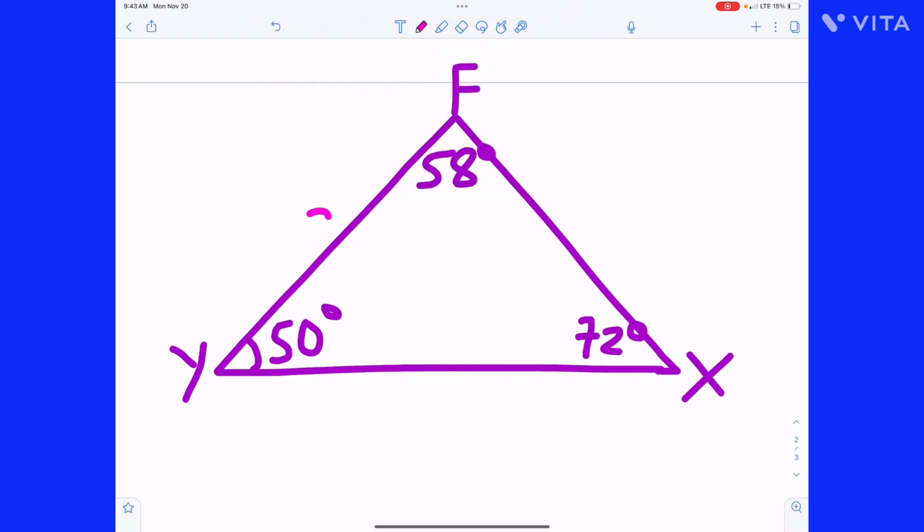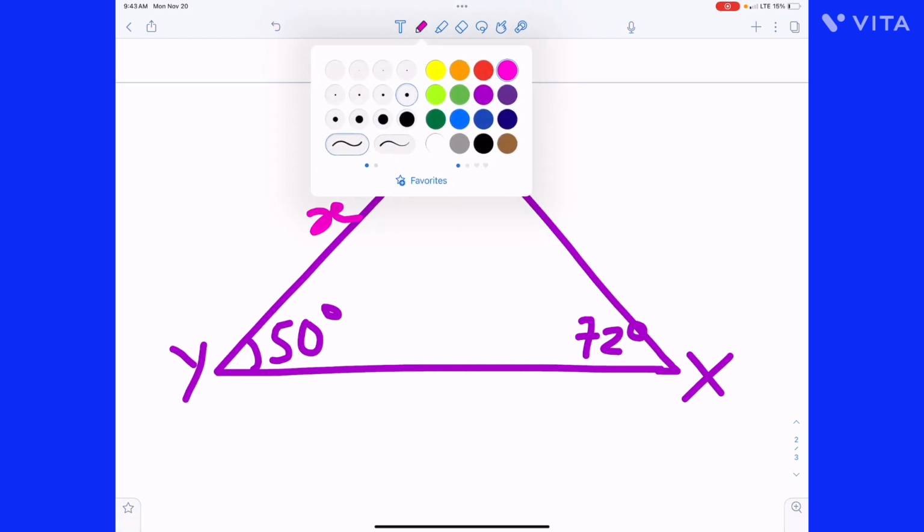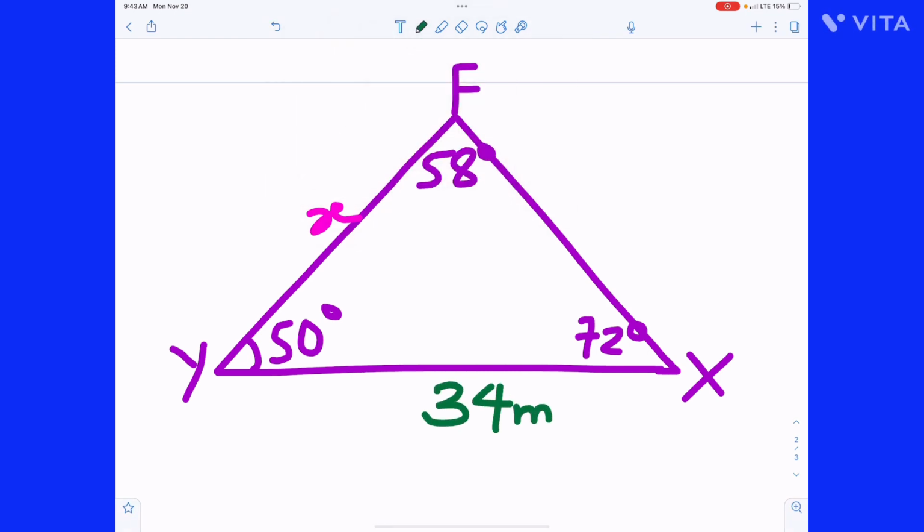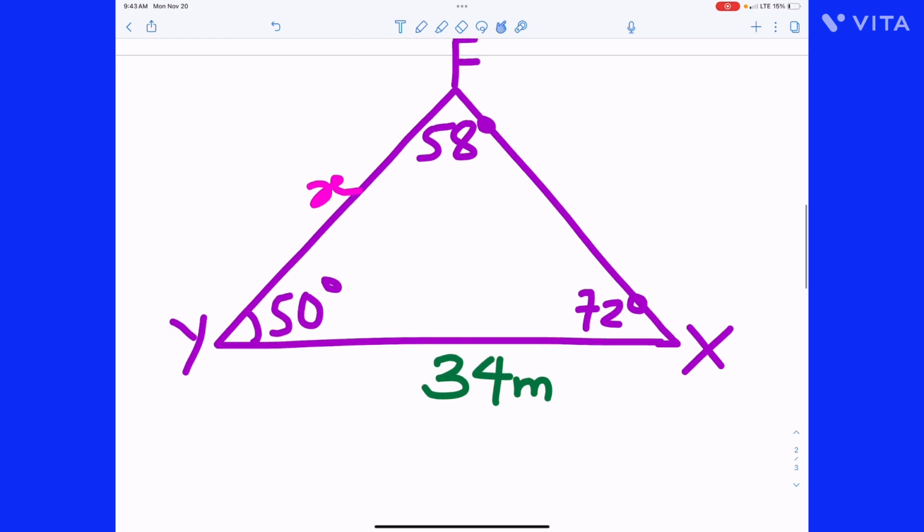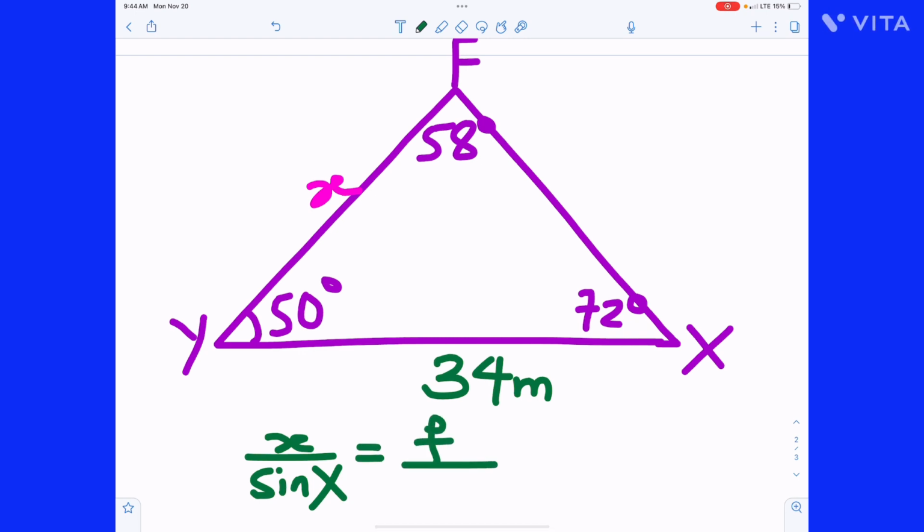I'm looking for the distance of the flagpole from Y. This distance from the flagpole to what? To Y. Now, how do I get that using the sine rule? I know this side is 34 meters. So all I need to do is use the sine rule. I'm looking for x, so I can say x over sine x is equal to what? f over sine f. I think you know that this is side f.